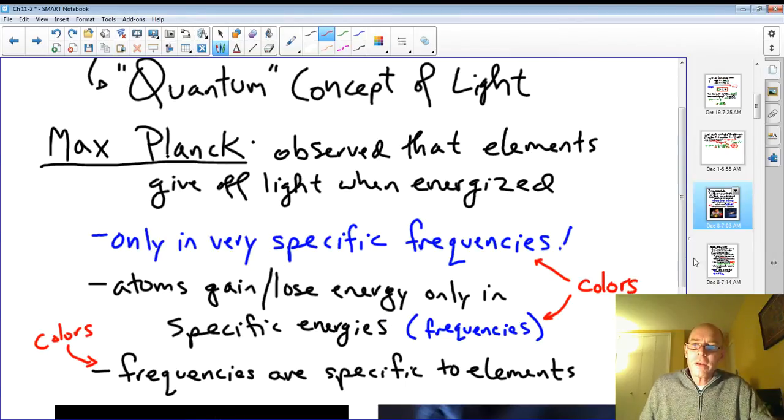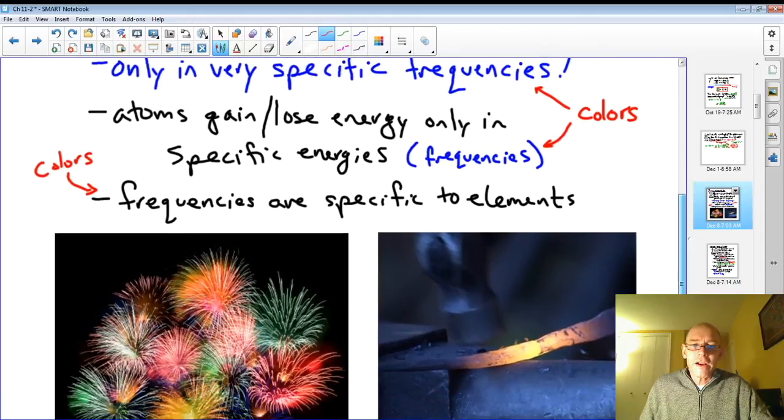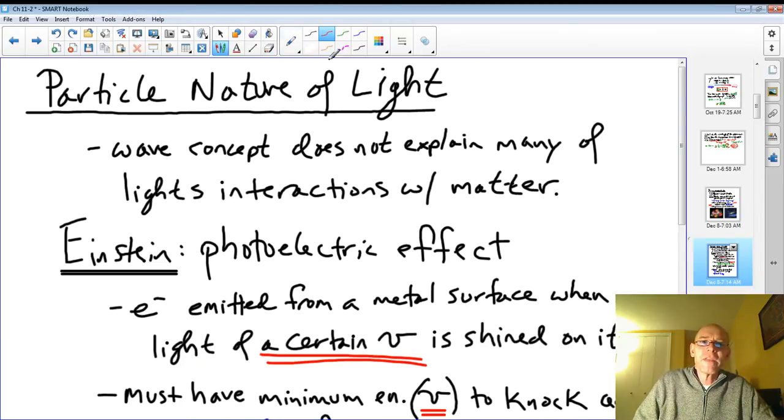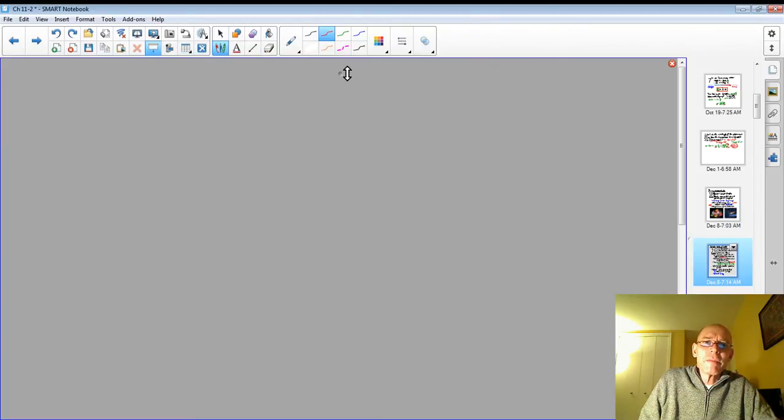So again, if you want a bright yellow firework, you use sodium. You definitely don't use copper. So that was the first piece of evidence that something's going on that indicates that light acts at specific energies and not all possible energies.